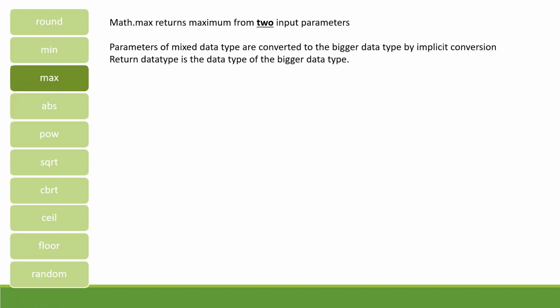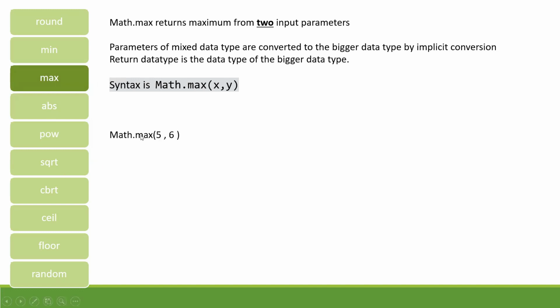Here your implicit conversion and explicit conversion should be clear, or we'll clear those things up as we go. What is the syntax? Math.max, and in brackets we always have to give two parameters. We are finding the maximum of these two numbers, x and y. X and y could be integers, or they could be doubles, or they could be an int and double mix. So let us have a look.